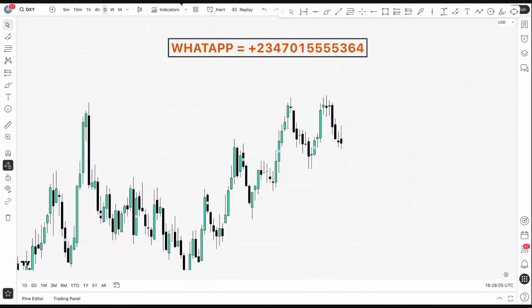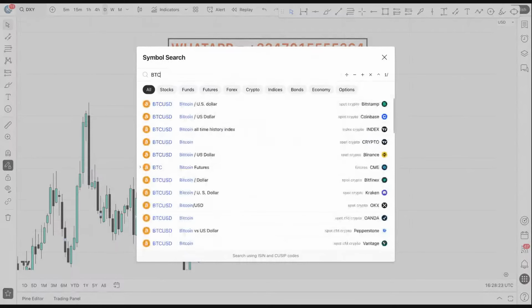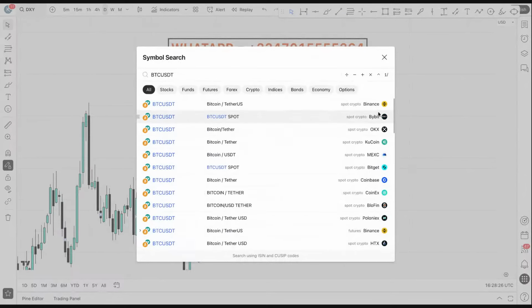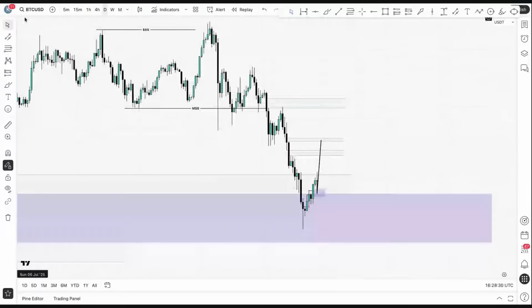So drop a particular asset you want us to check the current bias. Somebody said, how do you trade BTC? Is it SMC? We do BTC every day with my community guys. So let's check BTC. BTC USDT. Let's check BTC. I want to show you guys something.